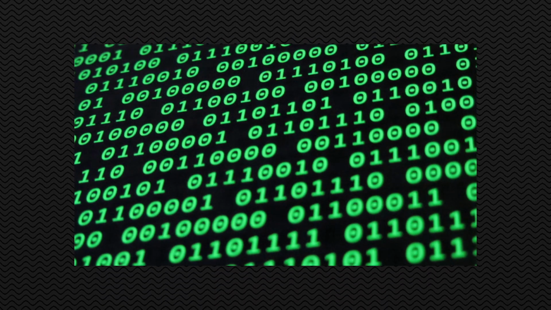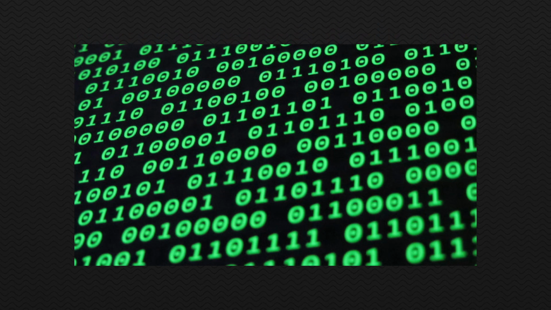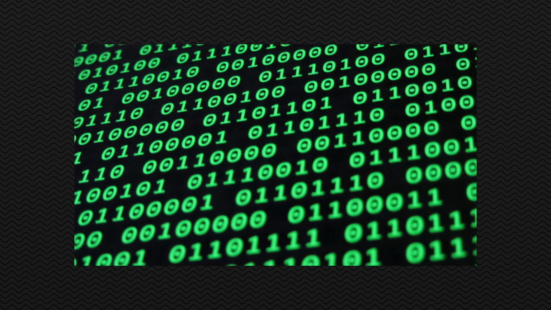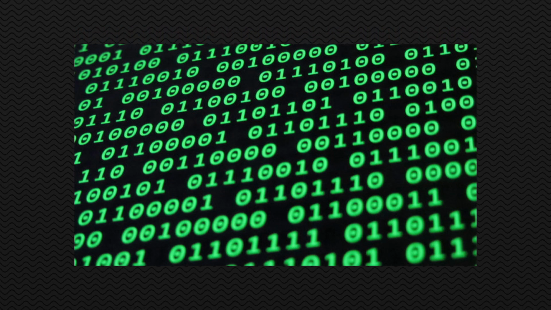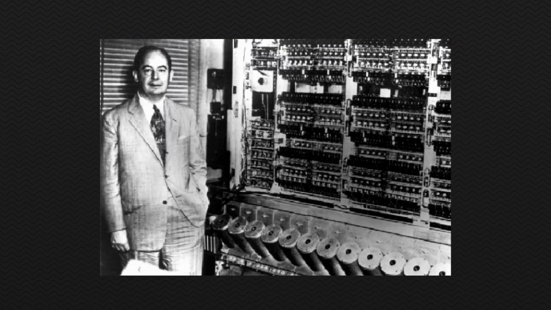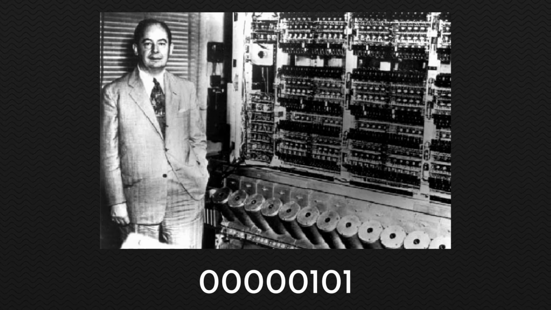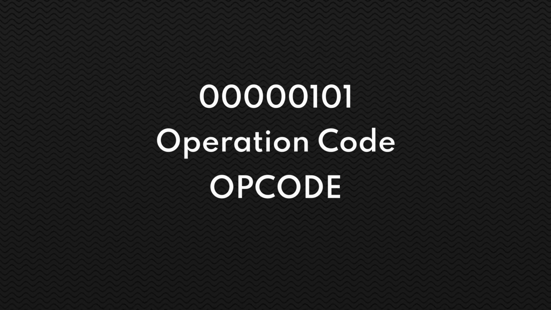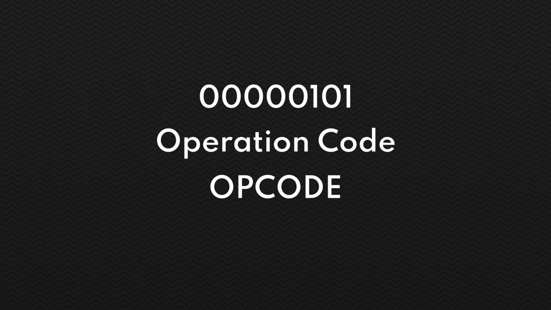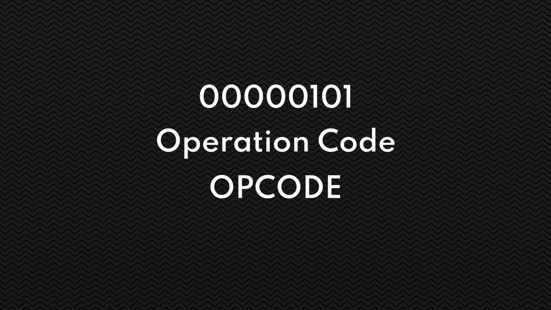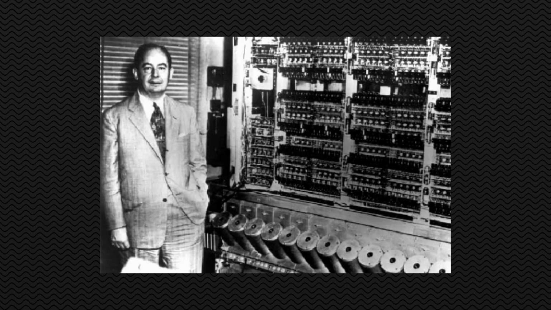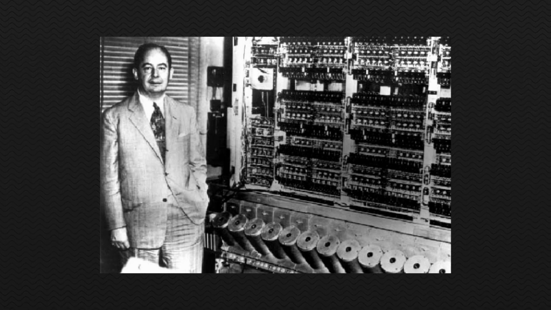The binary system is, well, a system based on just two digits, zeros and ones. When the zeros and ones are combined, they can represent different information. For example, in John von Neumann's machine, the instruction set describes the number 00000101 as the operation code, or opcode for short, responsible for performing the addition of other values that are in the computer's memory. This example is just a binary number used to describe an information or an action.